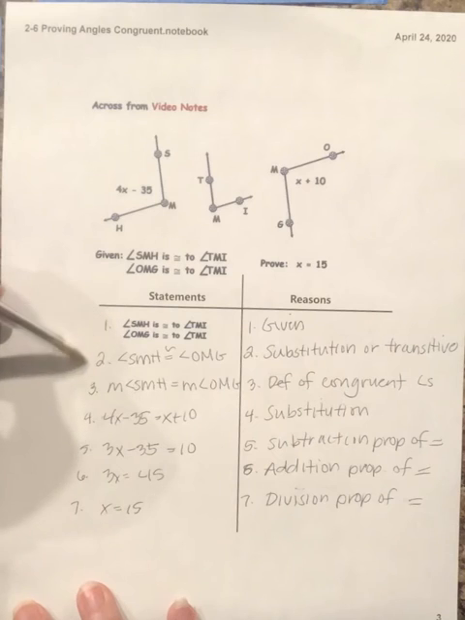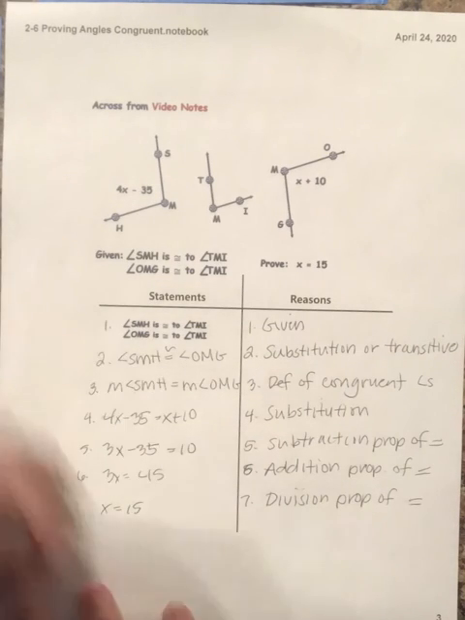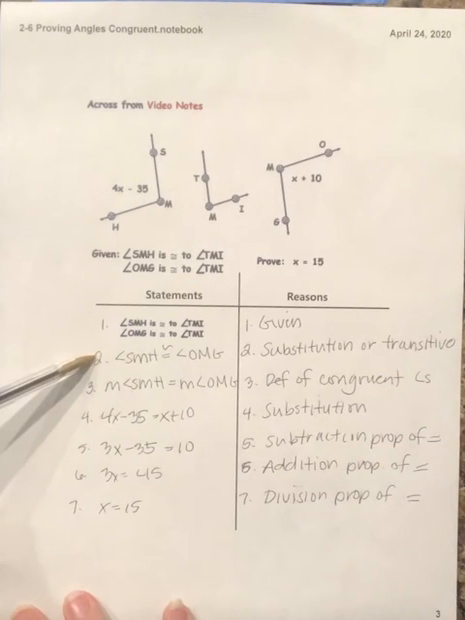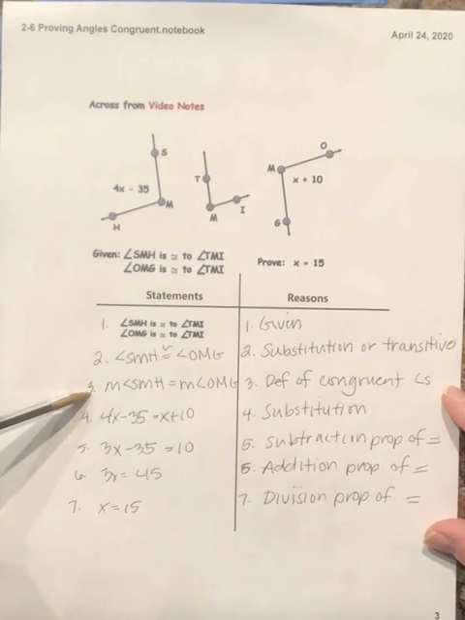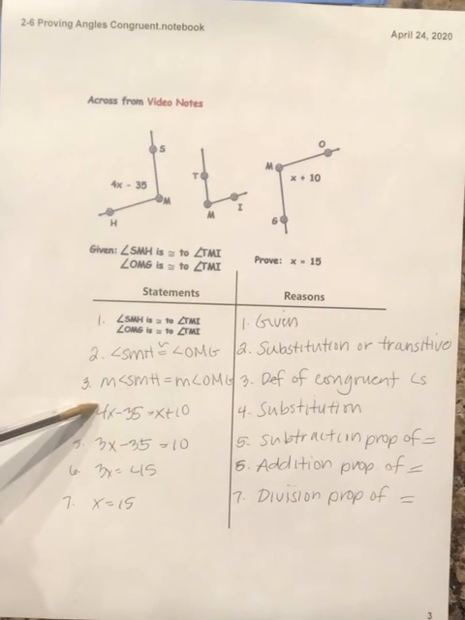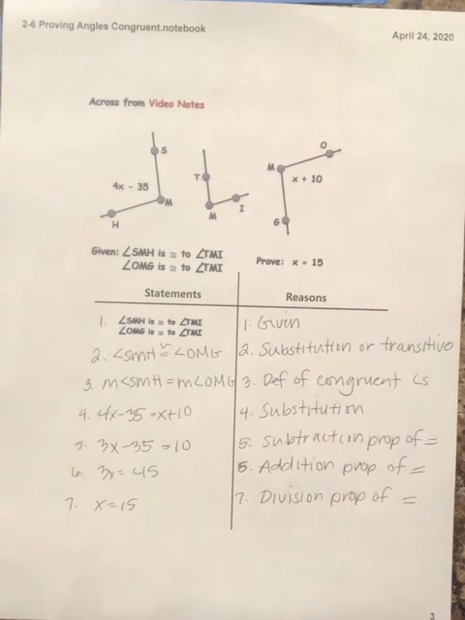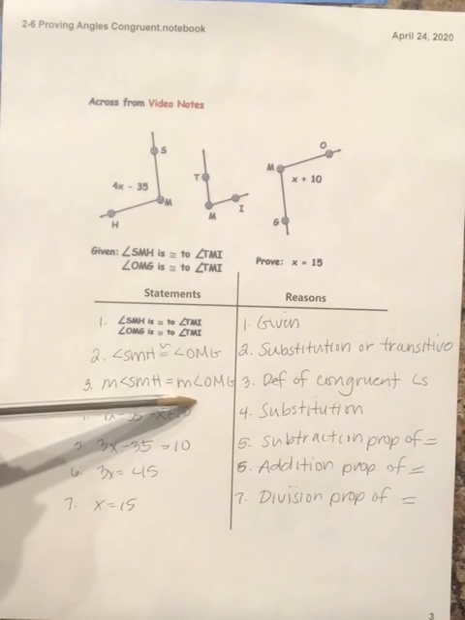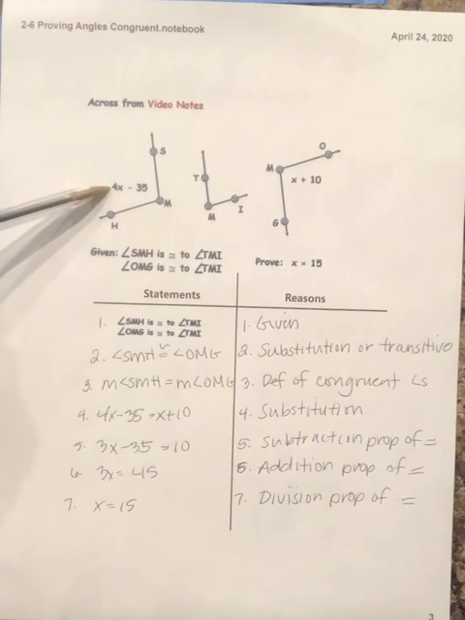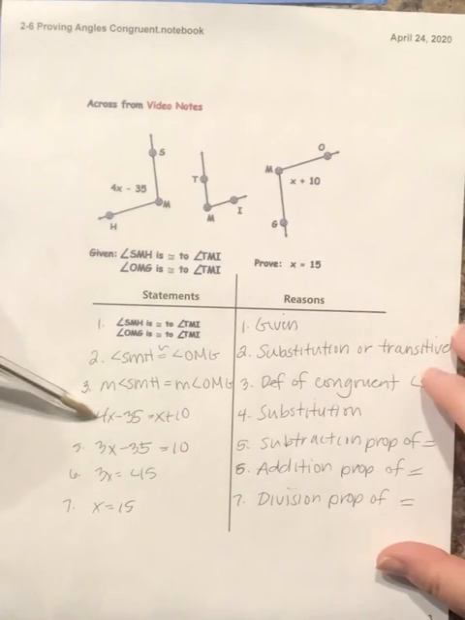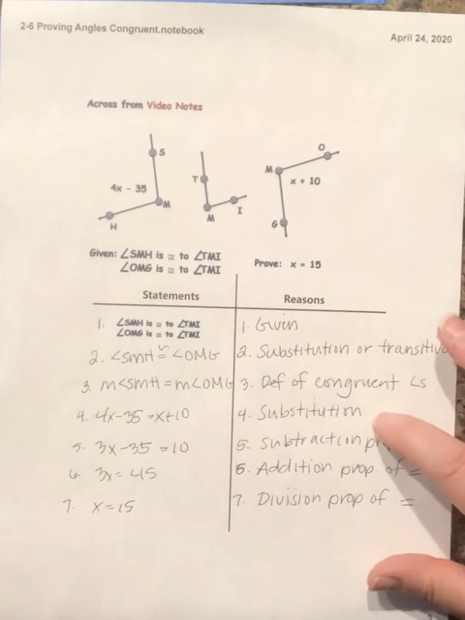So again, this one's a little bit trickier because it's congruency, but I still think technically either one of those would be okay. Once I know they're congruent, then I know that their measures are the same. So this is actually an important step, even though it seems pretty obvious. If they're congruent, the measurements are the same because that's the definition of congruent angles. Once I know that angle SMH is equal to angle OMG, then I can substitute in the expressions that I was actually given. So I'm saying 4x minus 35 equals x plus 10 because of substitution.